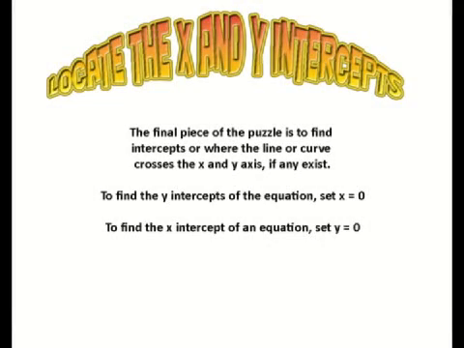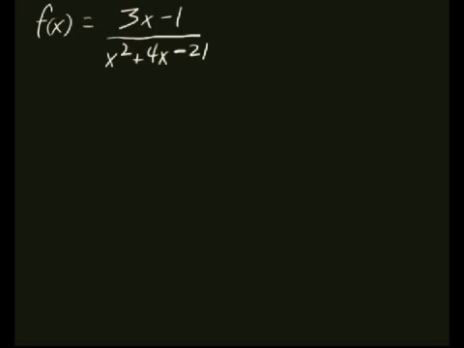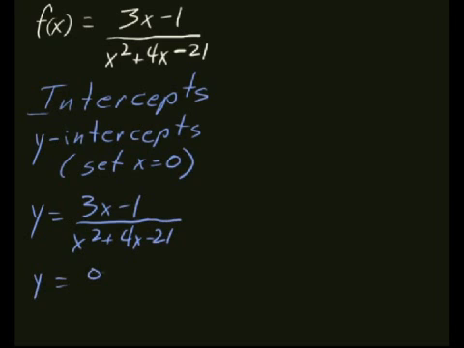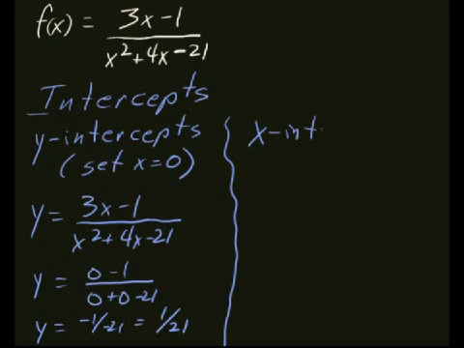The last piece of the puzzle is to find the intercepts, or where the line or the curve crosses the x and y axis, if any exist. To find the y-intercept of the equation, you set x equal to 0. To find the x-intercept of the equation, you set y equal to 0. So to find the intercepts, the first thing I'll find is the y-intercept. In other words, I'll set x equal to 0. This thing pretty well disappears if I set x equal to 0, so it's going to be y equals 0 minus 1 over -21. So in other words, the intercept is 0, 1 over 21.